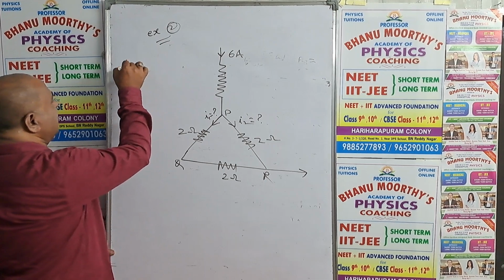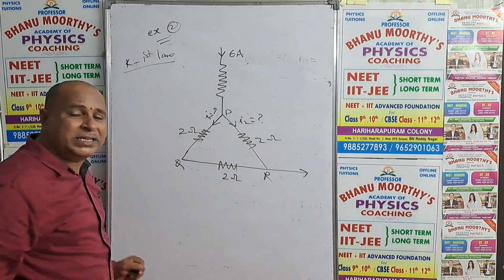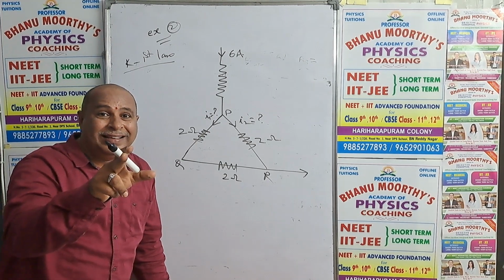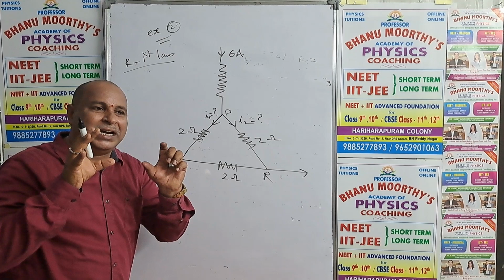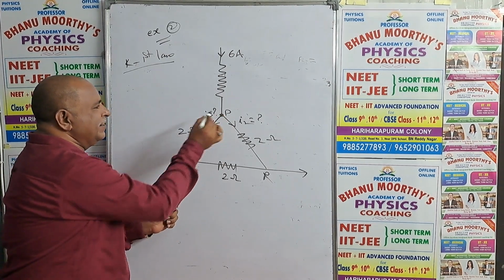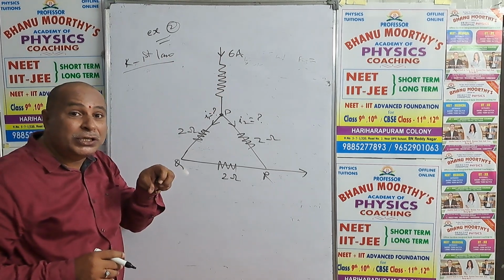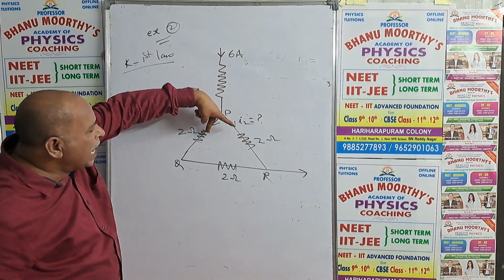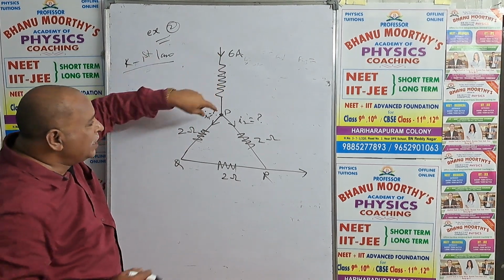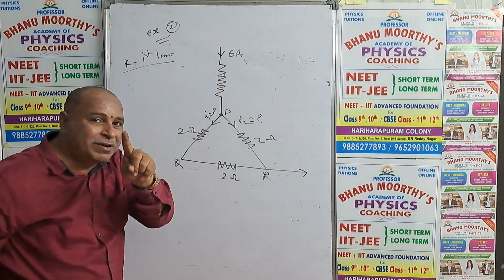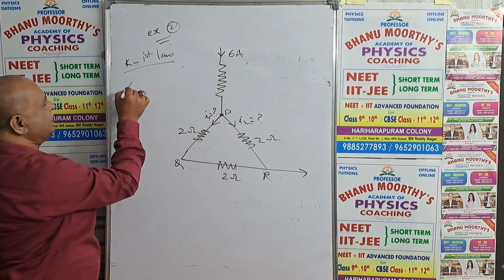I am first selecting Kirchhoff's first law. My dear students, do you know Kirchhoff's first law? Law of currents. What is the law of currents? Sum of the currents flowing towards the junction is equal to the sum of the currents flowing away from the junction. One current is flowing towards the junction and 2 currents are flowing away from the junction. So, 6 is equal to I1 plus I2.